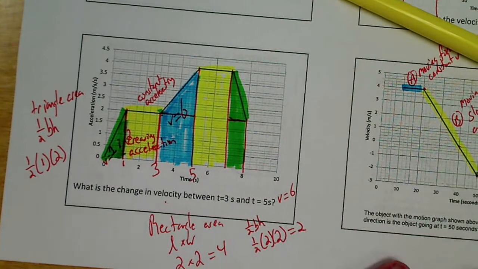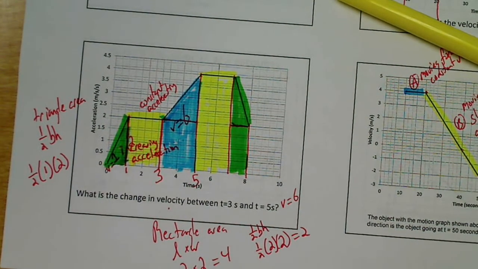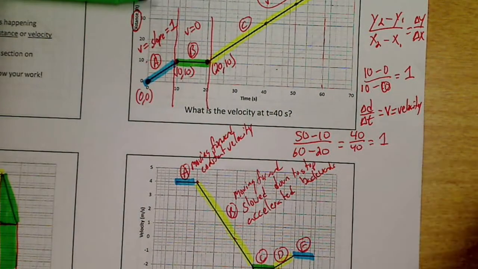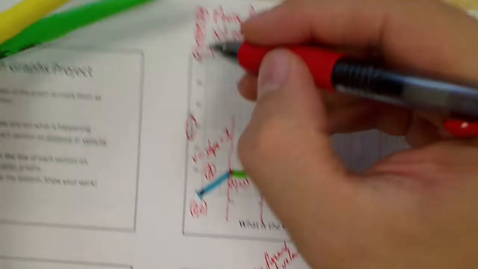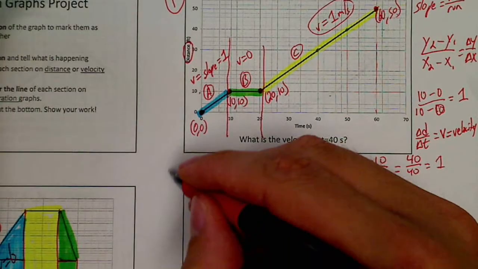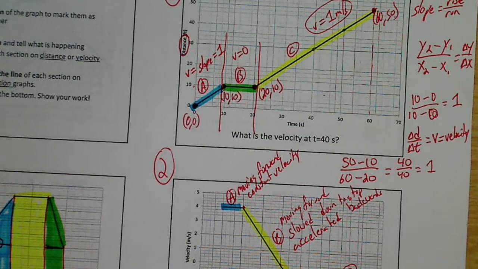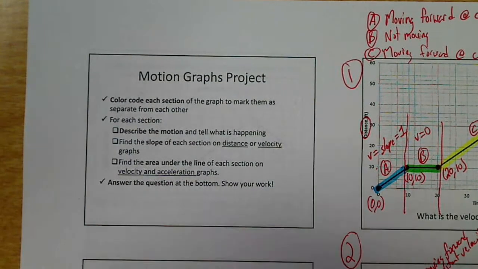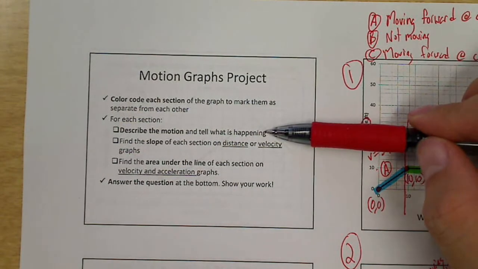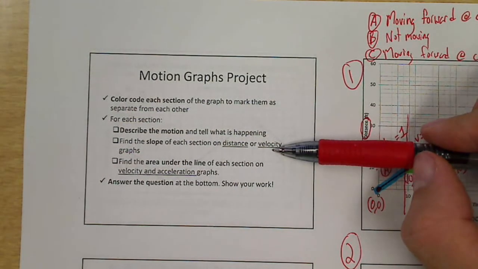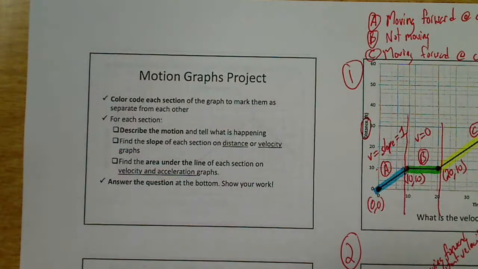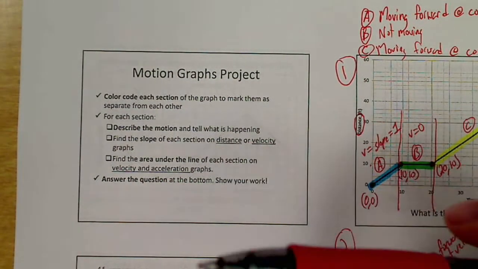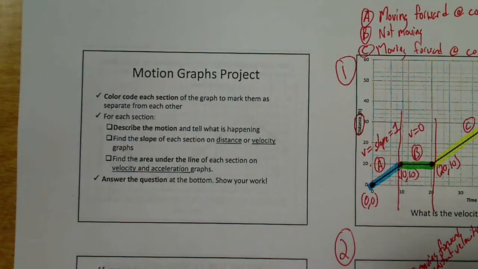Now you will need to show all your work. Make sure you have everything neatly labeled. I recommend using an A, B, C, D, E kind of thing and numbering these graphs as the first graph, the second graph. Maybe do this on a separate sheet of paper. Do whatever you need to keep it organized. Make sure you're following all the instructions for every graph. Color code each section. Describe the motion for every single section. Find the slope of every section if it's a distance or velocity graph. Find the area under the line for every section if it's a velocity or acceleration graph. Then make sure you're answering the question.